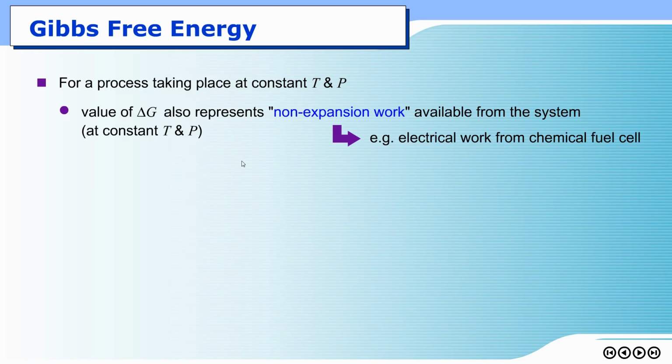A good example of non-expansion work is electricity that you can draw from a reaction, especially a reaction which has electron transfer. For instance, if I use this reaction, this is basically oxidation of a fuel. If I take hydrogen gas as a fuel and apply this to a cell, this is called a fuel cell. Okay, if you notice, this is also the formation reaction for water. We discussed this reaction at the end of part 1 of lecture 4b.